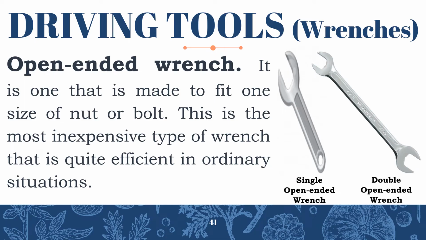Another wrench is an open-ended wrench. It is one that is made to fit one size of nut or bolt. This is the most inexpensive type of wrench that is quite efficient in ordinary situations. We have two examples of open-ended wrench. These are the single open-ended wrench and the double open-ended wrench.